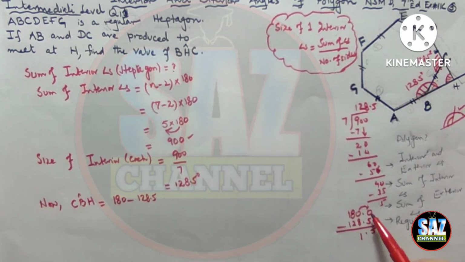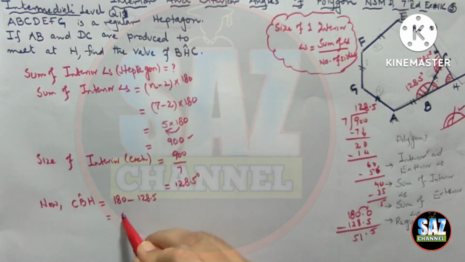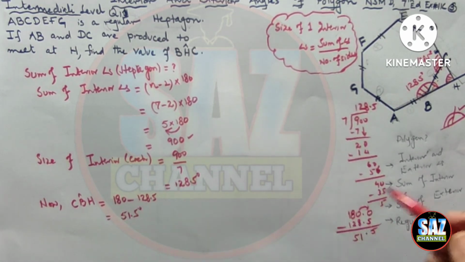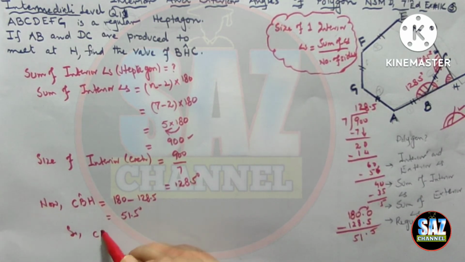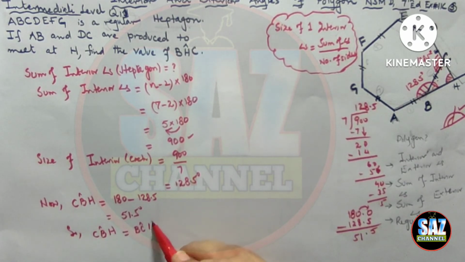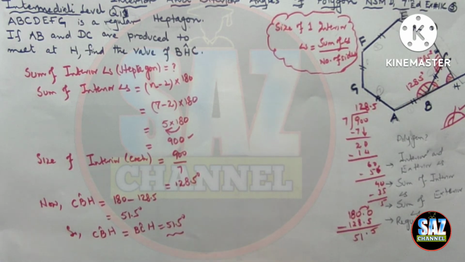Let me check the calculation once again. That 180 minus 128.5 gives me 51.5 degrees. So it means angle CBH equals BCH equals 51.5 degrees. And now, this is not the requirement of the question.